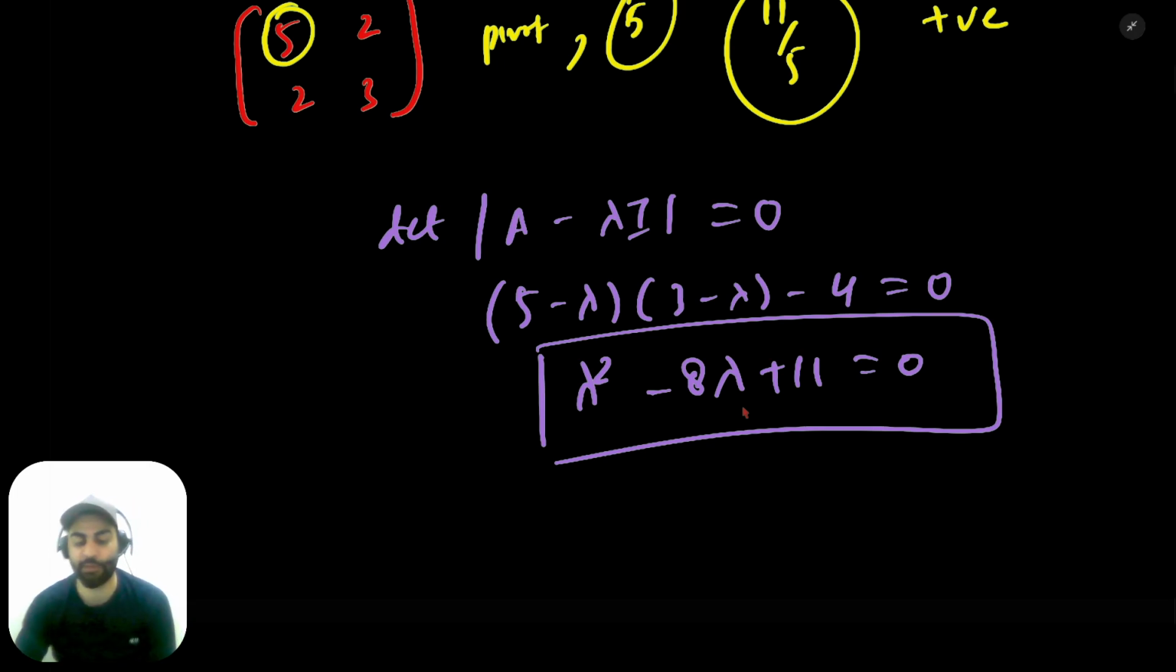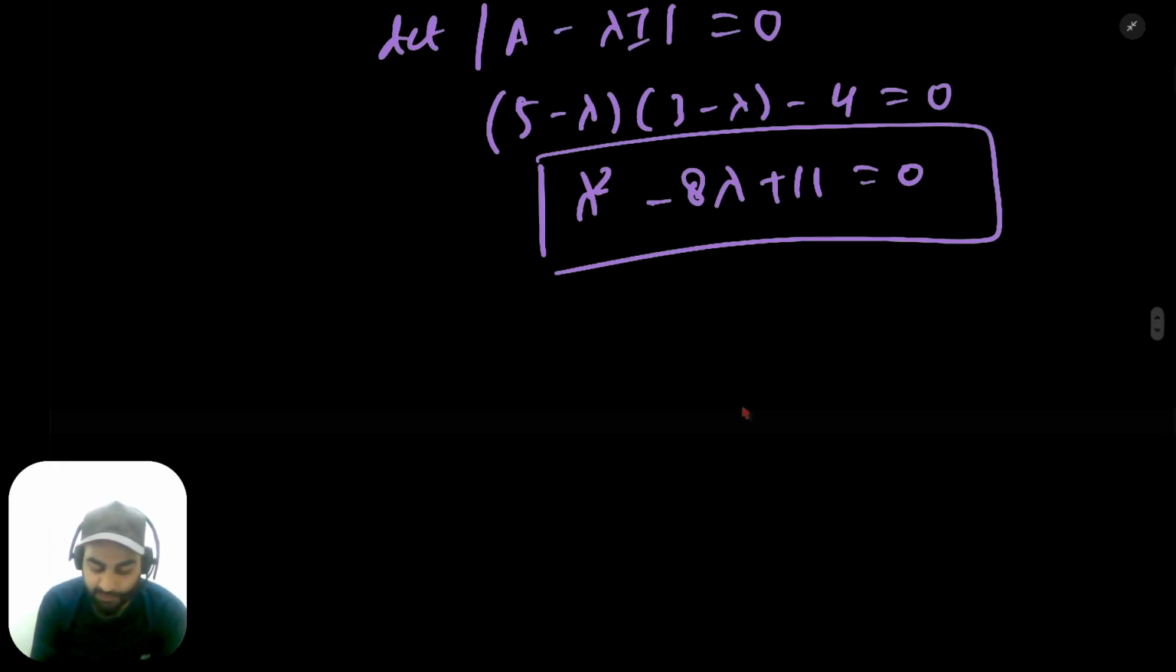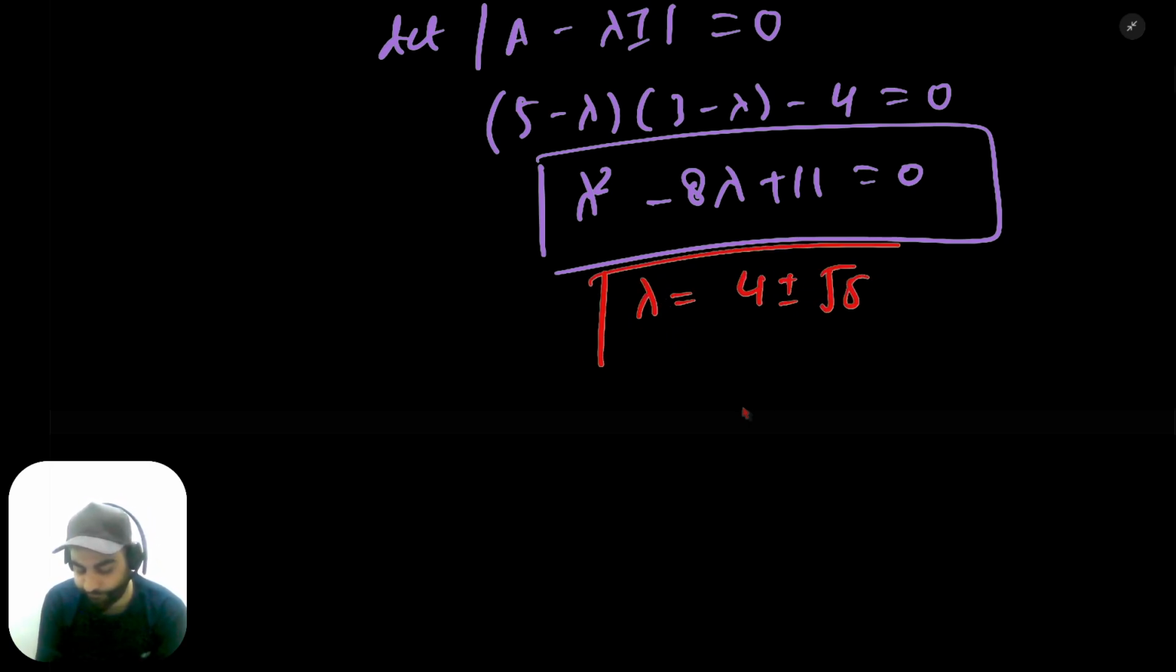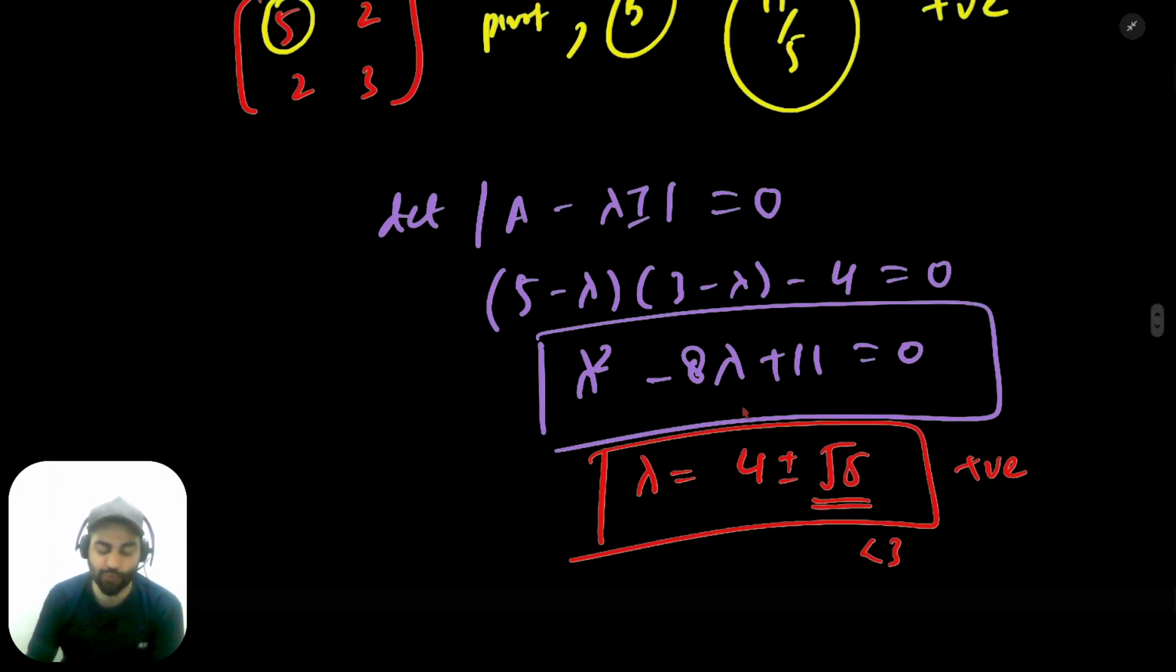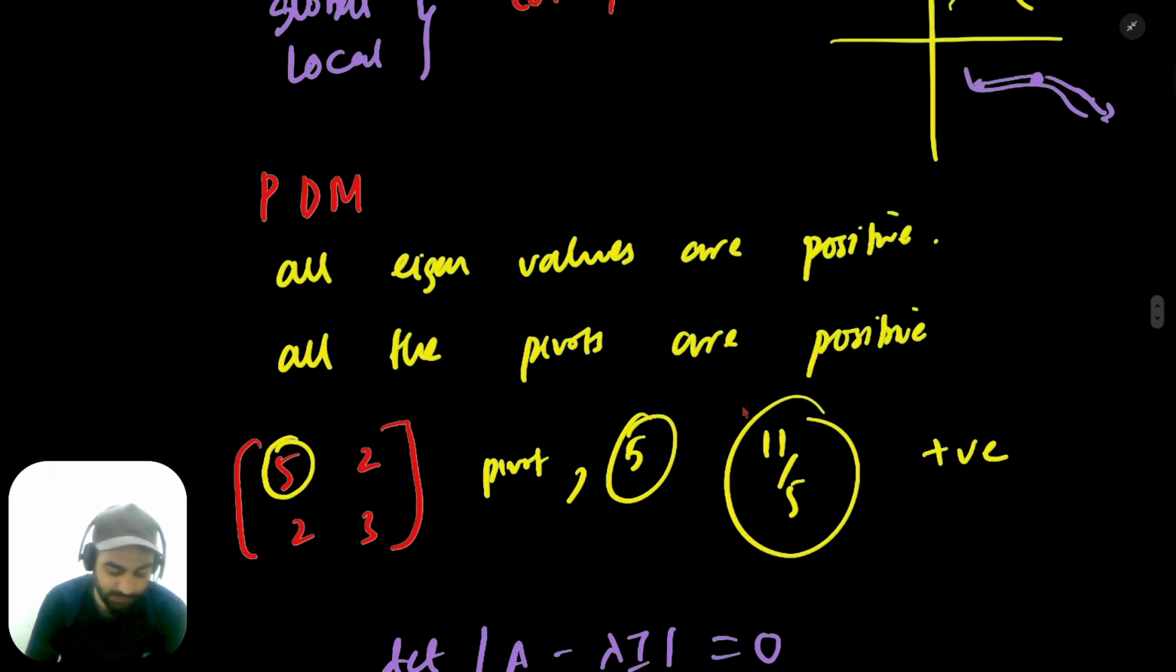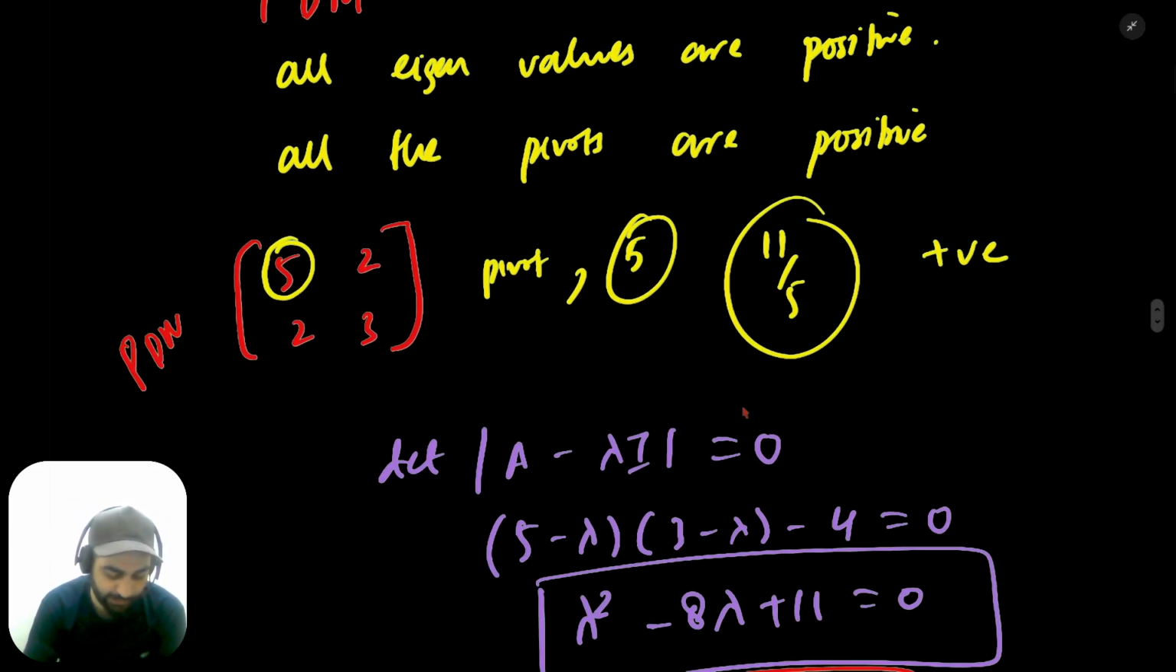So this is the equation that I'm getting out of it. Then I can use the quadratic formula, minus b plus minus root of b square minus 4ac. So lambda basically will be equal to 4 plus minus under root 5. So you see that these values are again positive. This root is less than 3, less than 4 easily, so it will be positive. So you see both of these lambdas are positive. So this is a positive definite matrix.